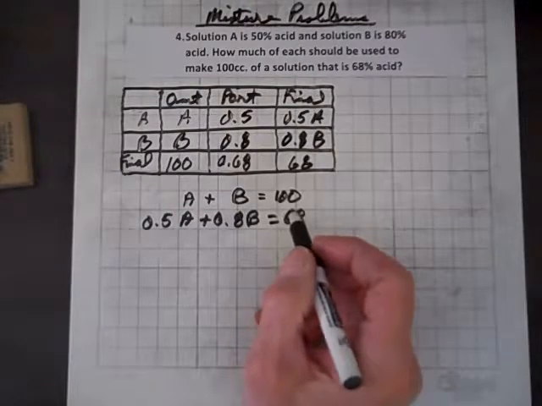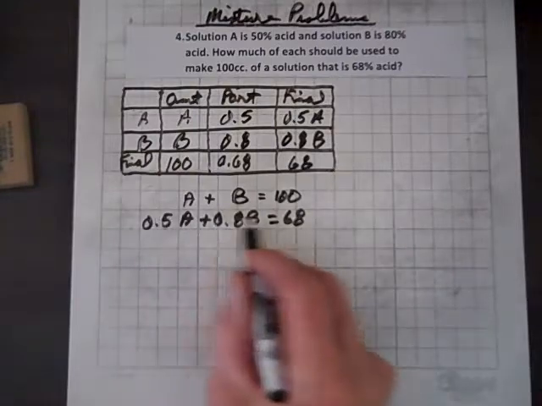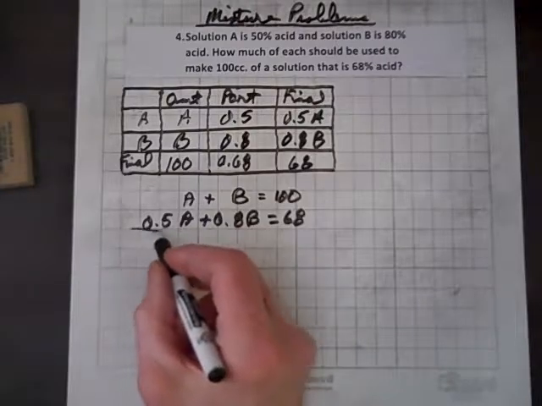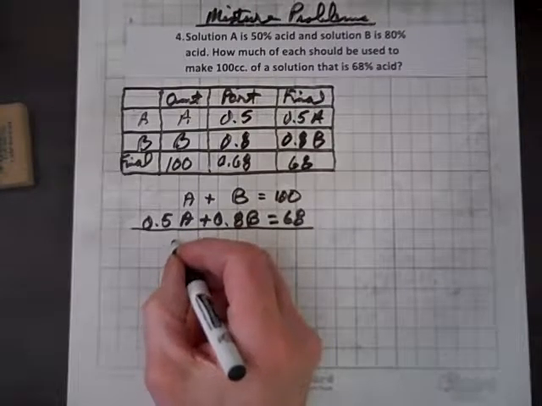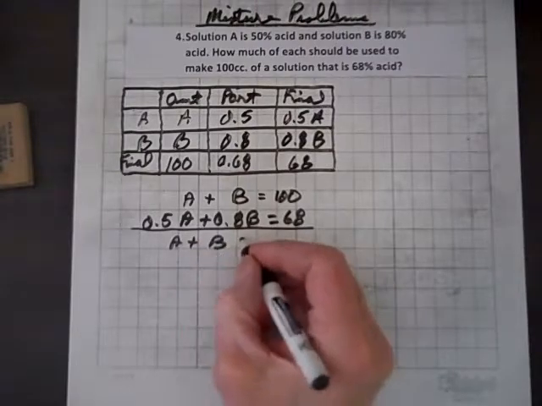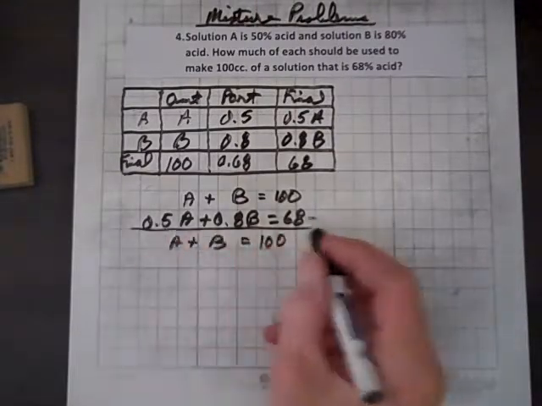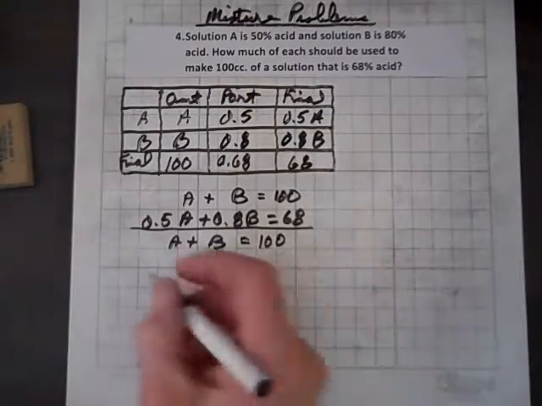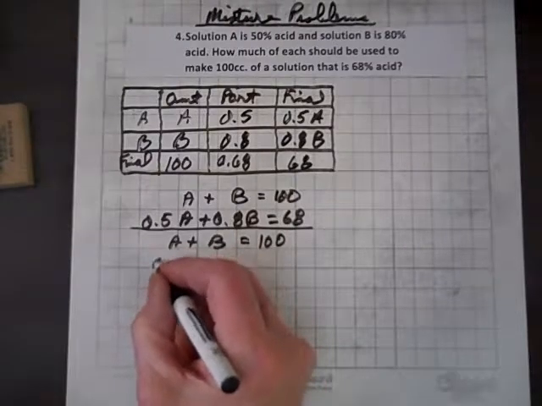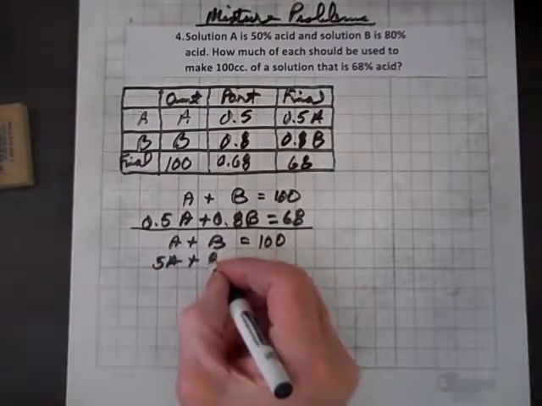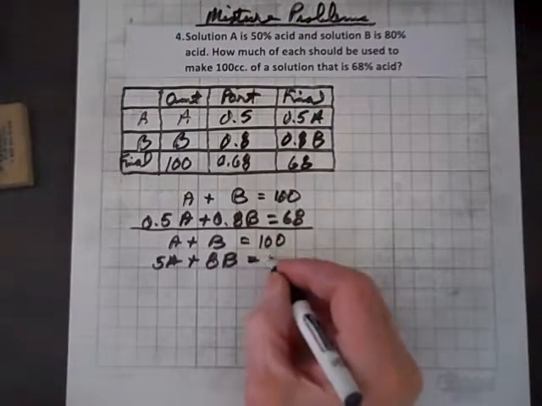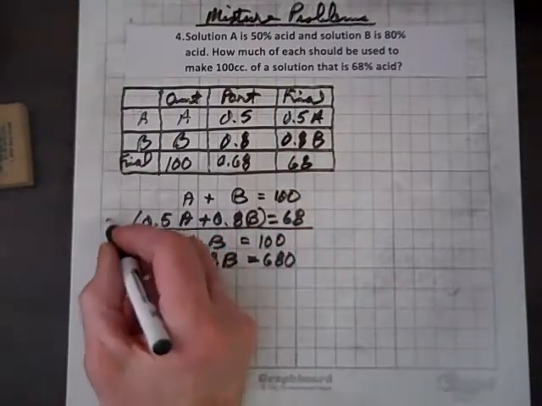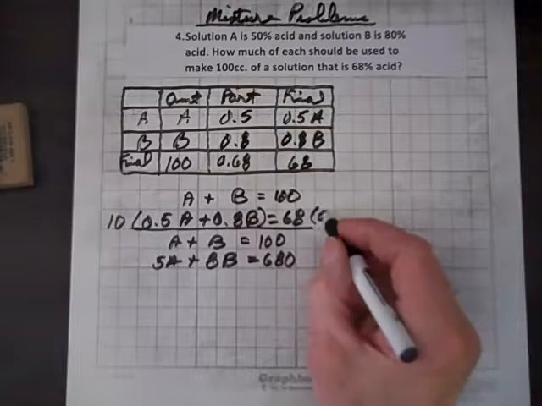Let's do two things here. Let's get rid of these decimals. So we'll have A plus B equals 100. We'll multiply this bottom row by 10, and that way we will get rid of the decimals. So we have 5A plus 8B equals 680. And notice I multiplied both sides by 10 to move the decimal over one place.